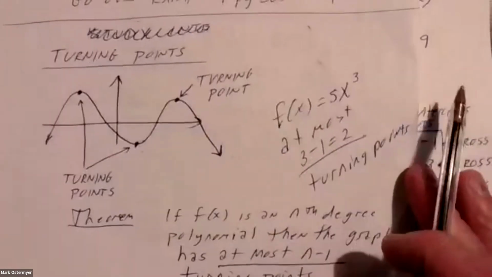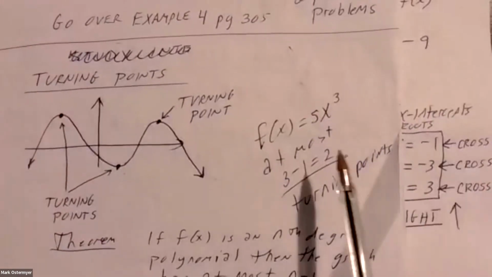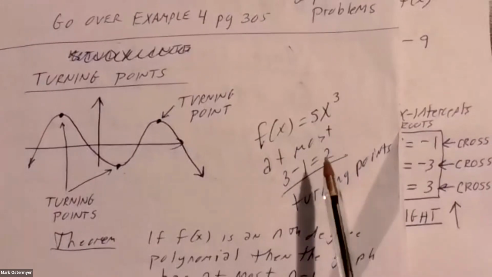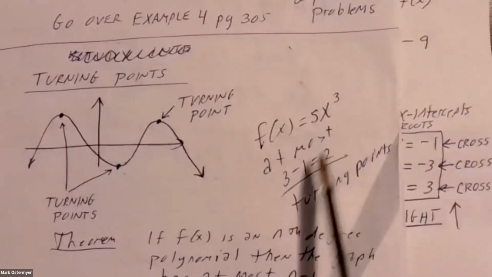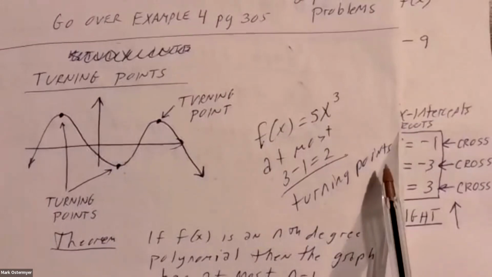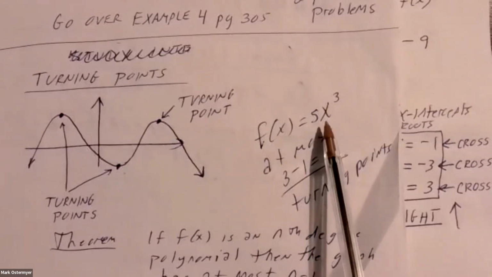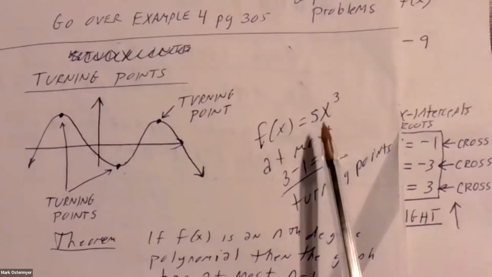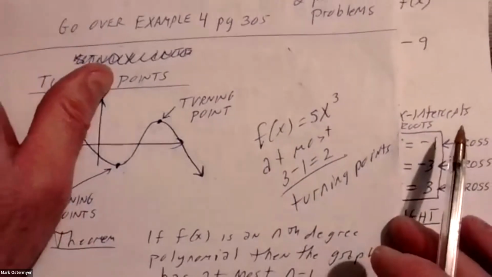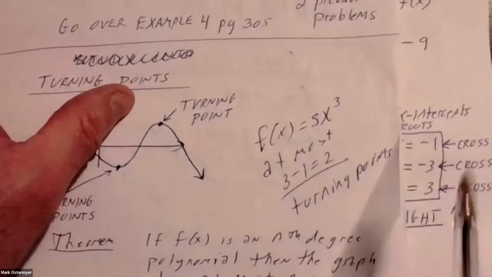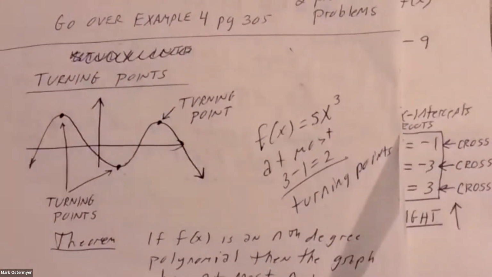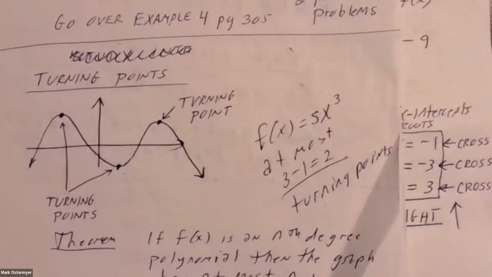So if I have a 3rd degree polynomial function, f of x equals 5x cubed, this graph can have at most 3 minus 1, or 2, turning points. That's all it can have, 2 turning points. And if you were to take the time to actually graph this function, you would hopefully discover that it does have what? Does it have 2 turning points if you graph f of x equals 5x cubed?